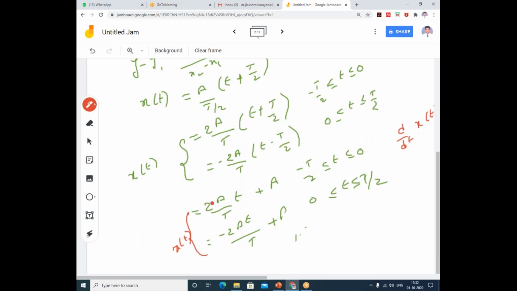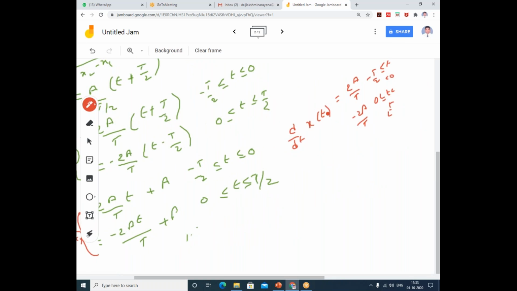This is the equation of a triangular waveform, and x of t is 2at by capital T plus A, which exists from minus T by 2 to 0, and minus 2at by T plus A, which exists from 0 to T by 2. Now what I am doing is, I have my x of t. Now I am differentiating this x of t with respect to t, which I have written as d by dt of x of t.